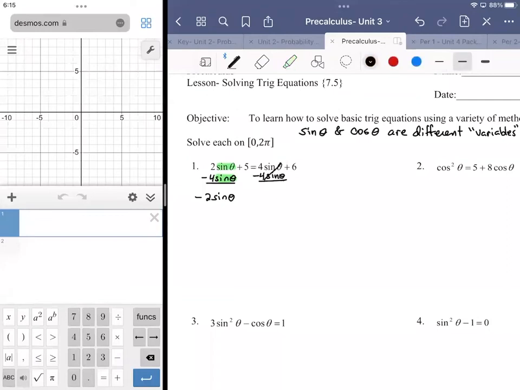I still have the +5, and I still have the 6. So I'm going to subtract off the 5 from both sides, and I'm left with -2 sine theta is equal to 1. If I want to get sine of theta alone, I would divide both sides by -2, and I'd be left with sine of theta is equal to -1/2.